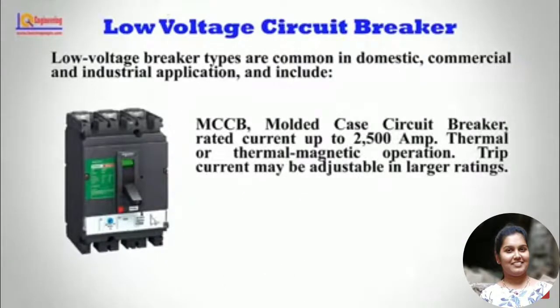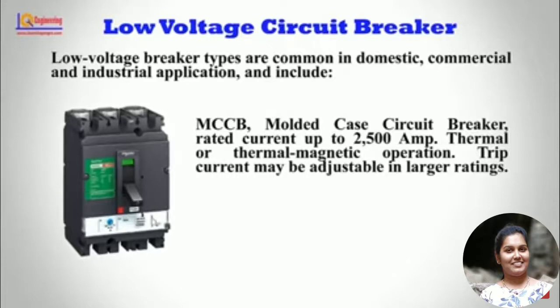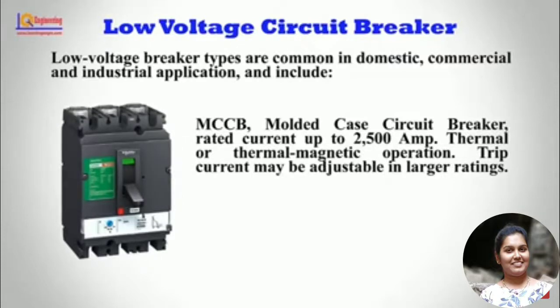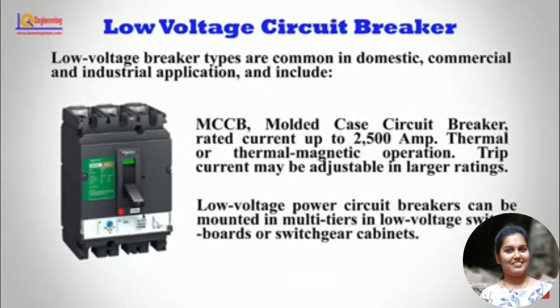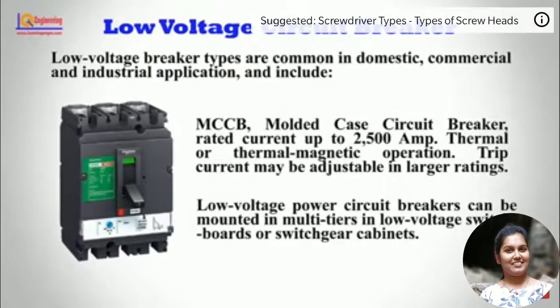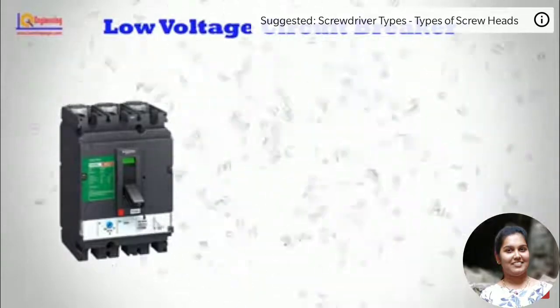MCCB, molded case circuit breaker, rated current up to 2500 amp, thermal or thermal magnetic operation. Trip current may be adjustable in larger ratings. Low voltage power circuit breakers can be mounted in multi-tiers in low voltage switchboards or switchgear cabinet.